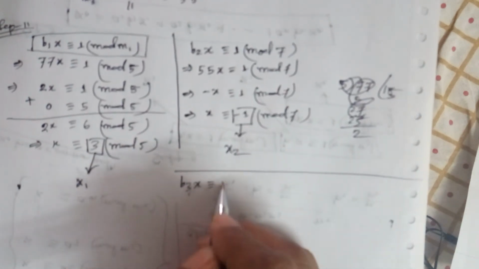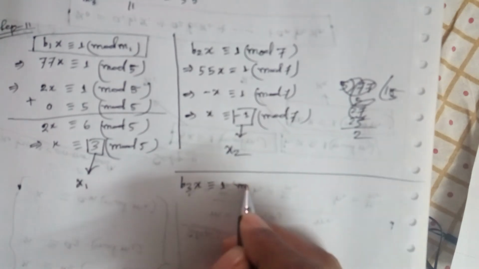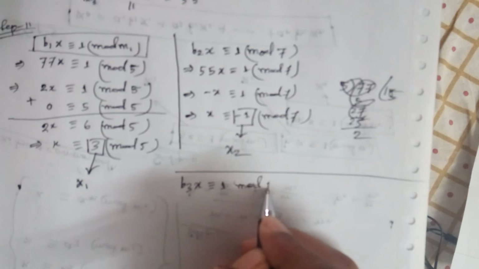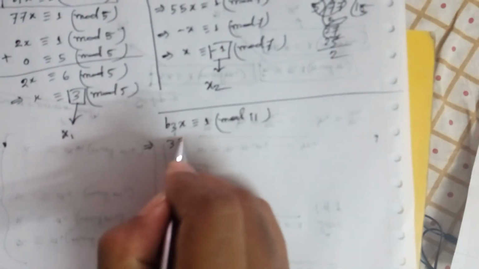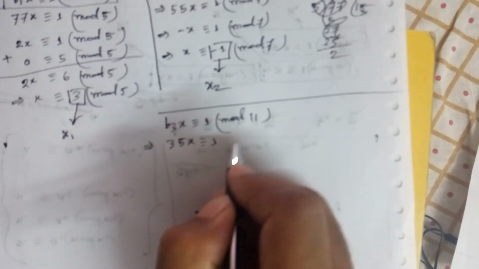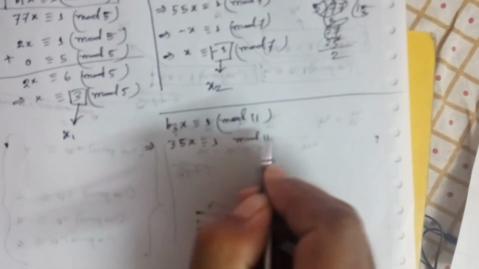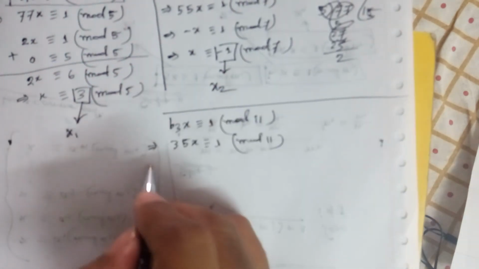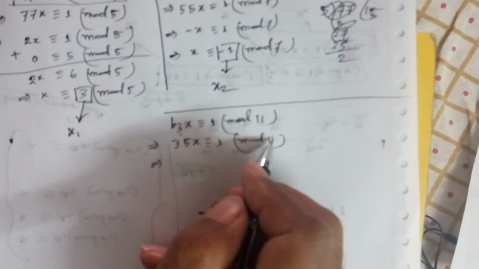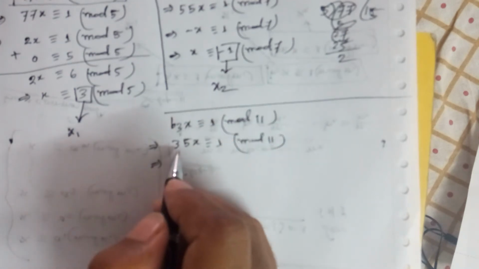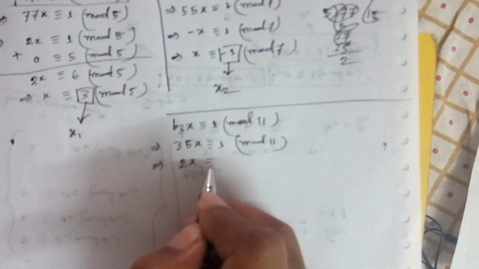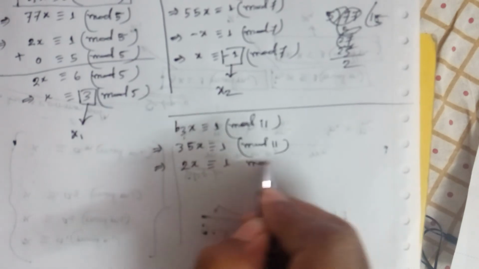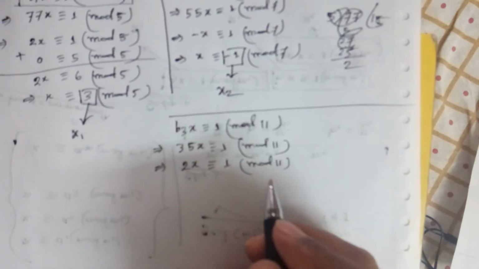Finally, b3 x3 congruent to 1 with modulo 11. b3 is 35, so 35x congruent to 1 modulo 11. 11 into 3 is 33, which is subtracted from 35, that is 2x congruent to 1 with modulo 11.